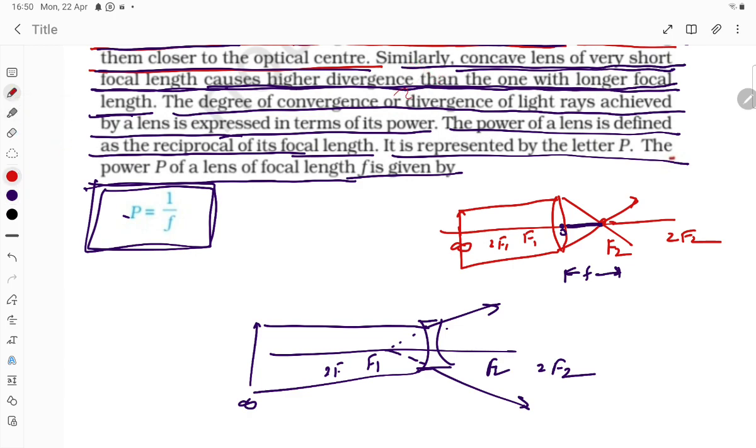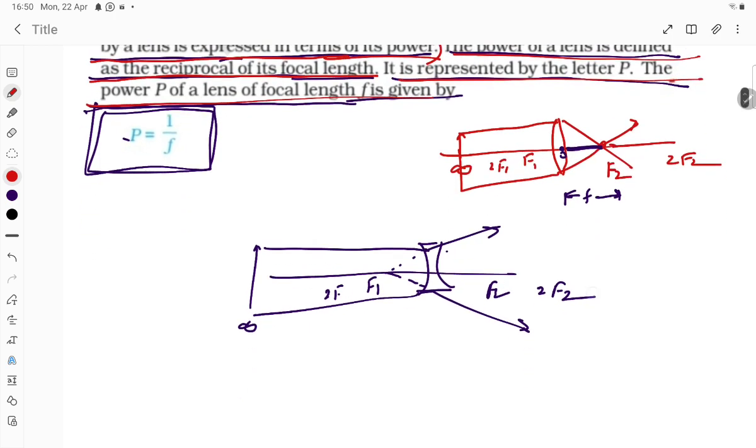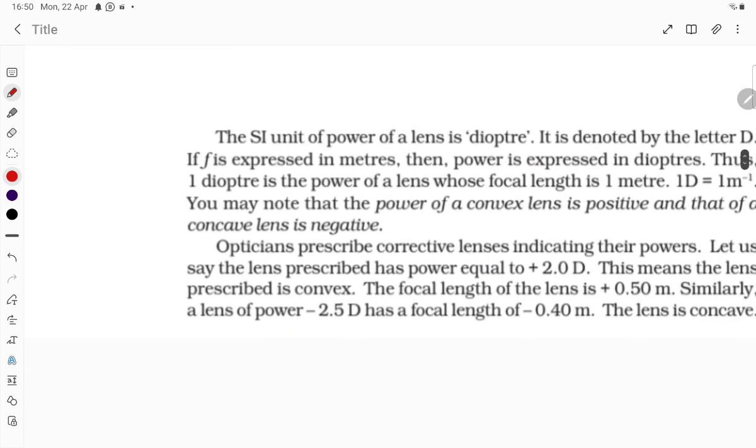Here you see the similar statement. The degree of convergence or divergence of light rays achieved by a lens is expressed in terms of the power of the lens. The power of a lens is defined as the reciprocal of focal length. It is represented by the letter P. The power P of a lens of focal length F is given by P equals 1 by F.